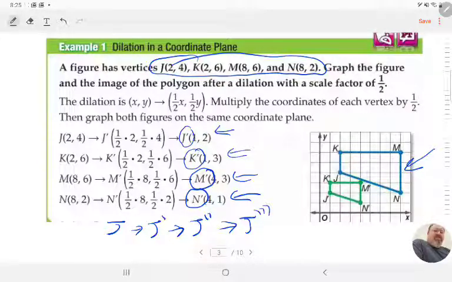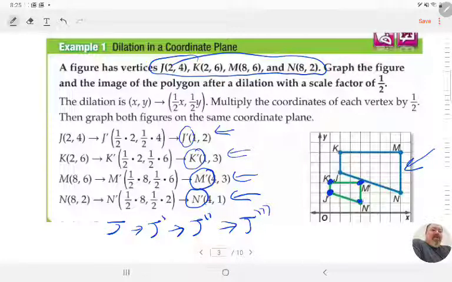Okay? So when I say 1/2 times 2, I get 1. 1/2 times 4, I get 2. So that would be (1, 2). So I come over to my coordinate plane, and I put my point right here for (1, 2). Then on (2, 6), I multiply both of them by 1/2, and I get (1, 3). That would go here. Then I multiply (8, 6) both by 1/2, and I get (4, 3). That would go here. And then I would multiply (8, 2) both by 1/2, and I get (4, 1).